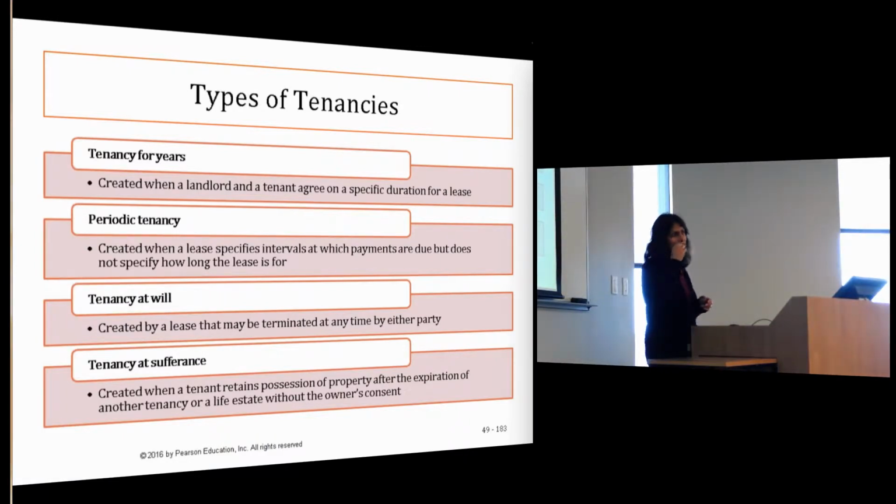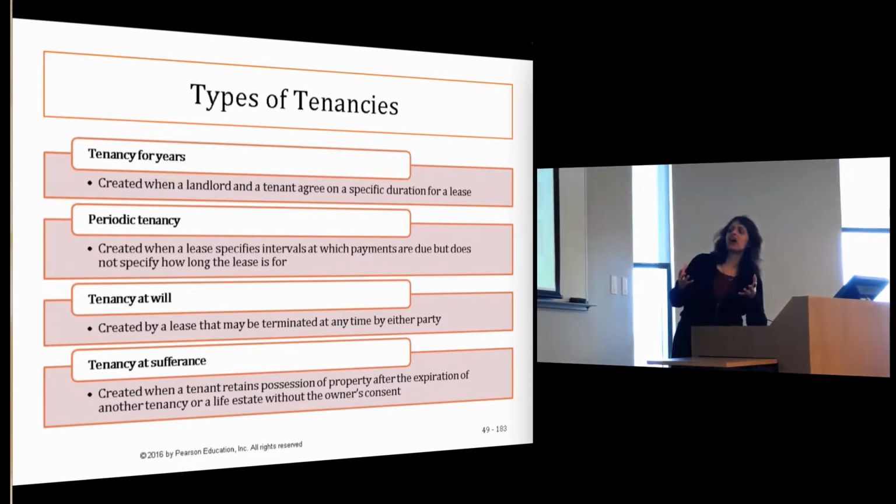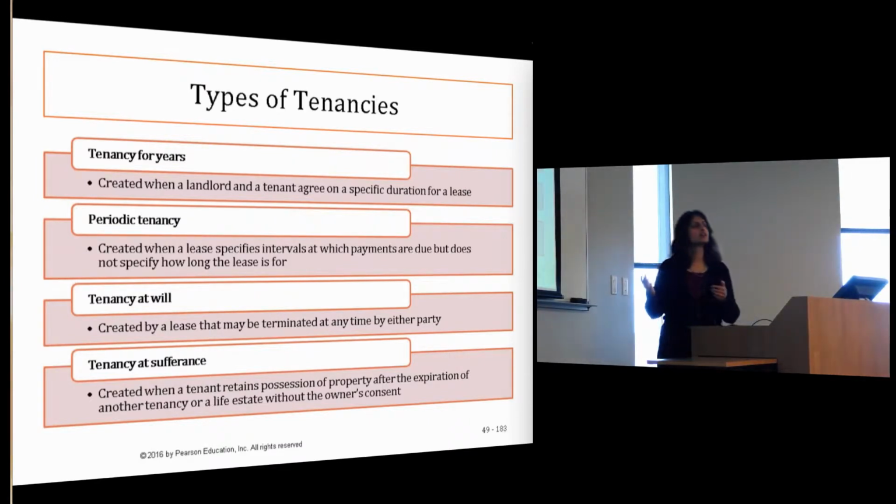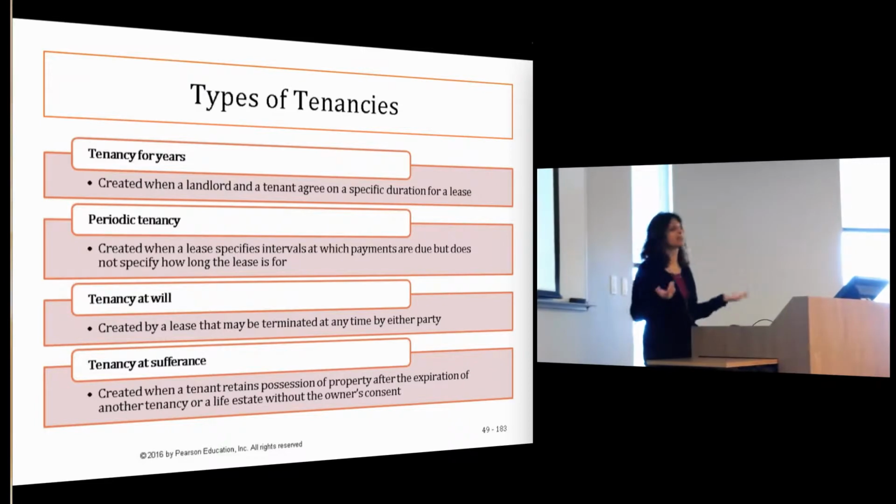And the last one is kind of not even a lease at all. It is a holdover tenant situation. It's called a tenancy at sufferance. This is when a tenant stays on after the lease has ended without the owner's consent. This is the landlord's nightmare, right? The lease ended and the tenant refuses to leave.